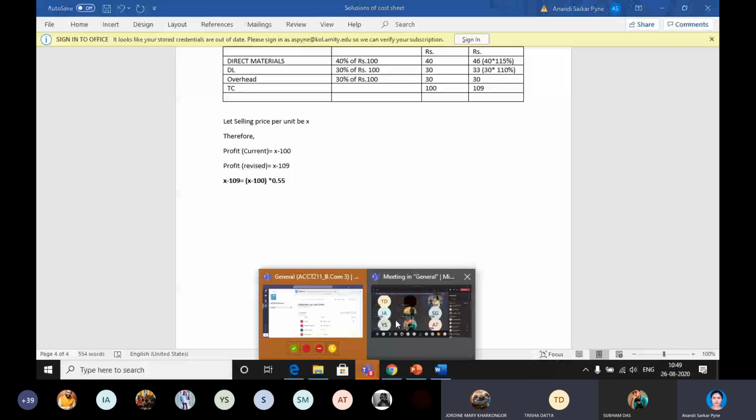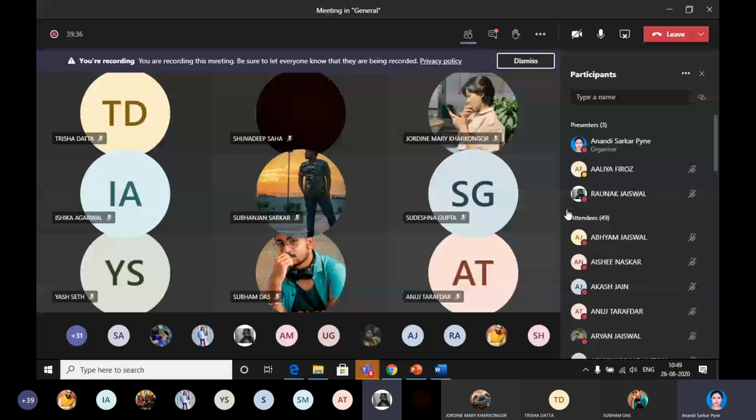Okay. Anuj, Ronak was asking me. Ronak, are you there? Yes, ma'am. Ronak, can you tell me why I multiplied 0.55 with x minus 100? Ma'am, I didn't understand. First I concentrated, but I haven't understood the whole thing, ma'am. That's why I'm telling the truth.